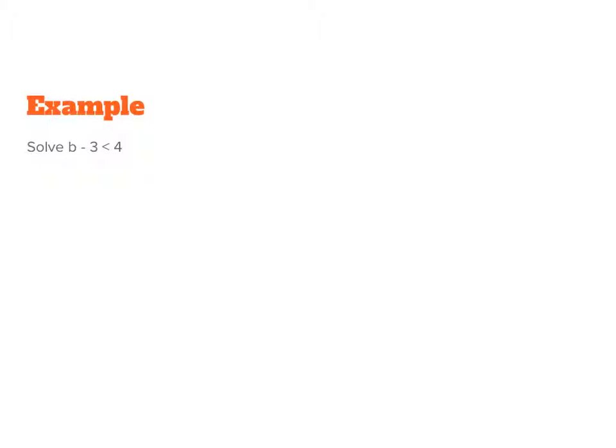Another example here, we've got b minus 3 is less than 4. Okay, so again, I'm trying to get rid of this minus 3 here, and I can do that by adding 3 to both sides. And minus 3 plus 3 cancel each other out, leaving just b. I keep the less than the way it is. 4 plus 3 gives me 7, so my final answer would be b is less than 7.